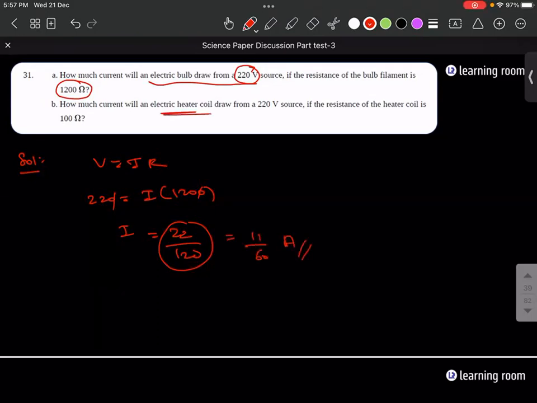How much current will an electric heater coil draw from a 220 volt source if the resistance of the heater coil is 100 ohm? So I is equal to V by R. It will be 2.2 ampere.